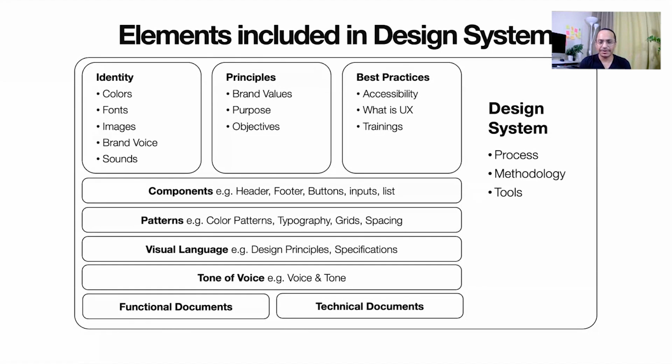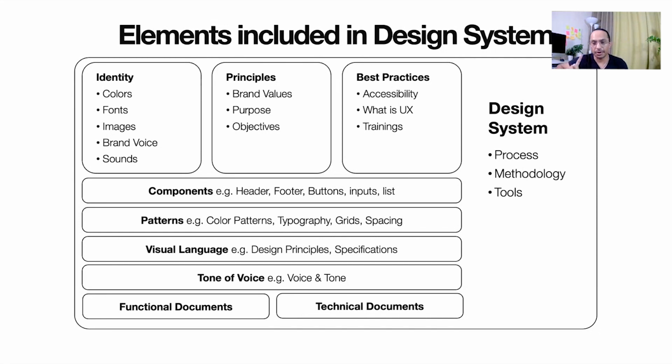Fine. So visual language is basically all the design principles and specifications. Tone of voice is voice and tone, that's the copy. The functional document covers the functionality of the system, if somebody needs to understand how the components should work and would work. Those things could also be documented in the functional document. Along with that, technical documents, like how to use these codes technically. So overall, these things make up the design system.